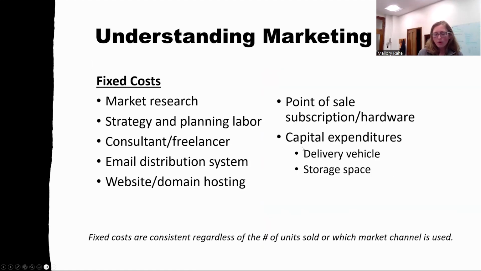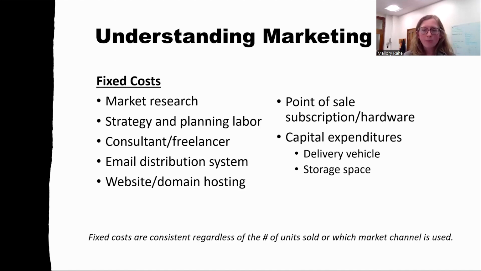So now we want to think about the cost structure for our business. We're going to look at these costs, and there are two types of marketing costs. We're going to start by looking at fixed costs and then look at specific market channels. But as a reminder, fixed costs are consistent regardless of the number of units we sell or which market channel we use. So if we do some market research, we're doing that just generally about our product, perhaps.